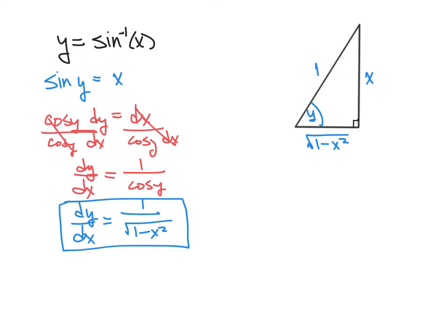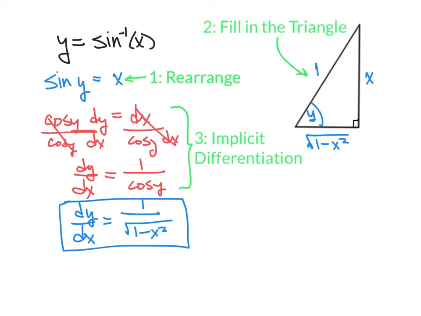So let's take a second and just kind of review our steps of how we got through this problem. Our first step was to rearrange that initial equation to get rid of any inverse trig functions. So we're writing a trigonometric equation. The second thing we wanted to do was to use that information from the trig equation to fill in our triangle. Third step was to use implicit differentiation to find that derivative in terms of y. And our last step was to use that triangle, all the information that's in there, to help us rewrite that derivative in terms of x.